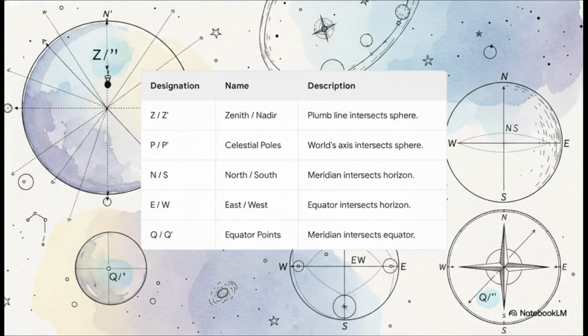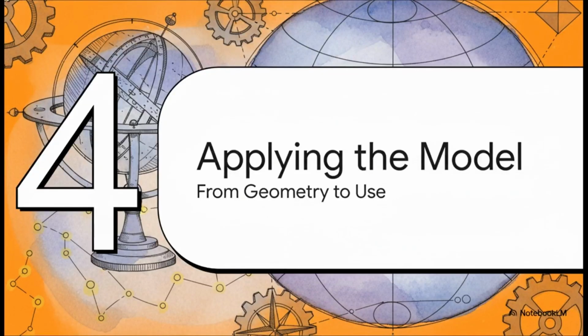This table provides a concise summary of all these fundamental points we've just constructed. You can see the poles from the observer system, the zenith and nadir. Then you have the poles from the rotational system, the celestial poles. And finally, you see all the cardinal points that are created where our main circles, the meridian, the horizon, and the equator, all intersect.